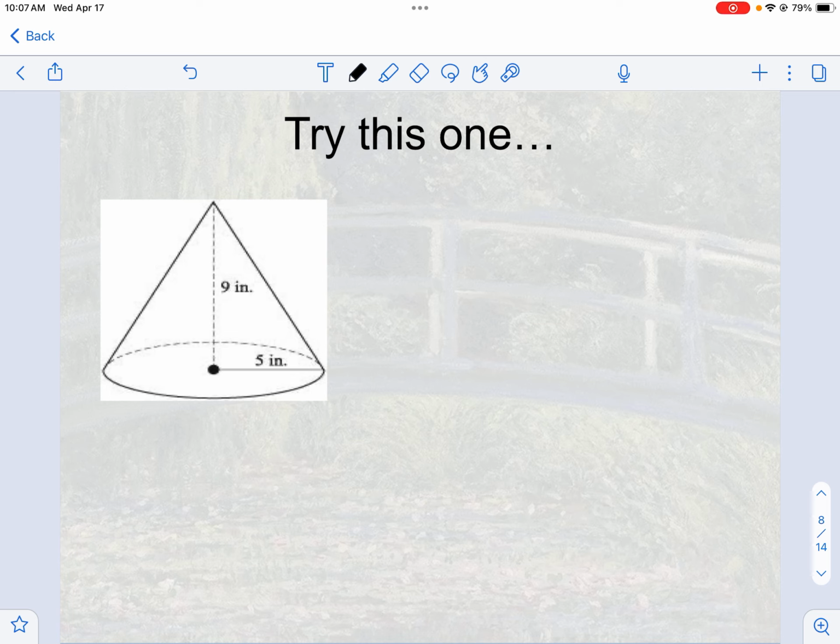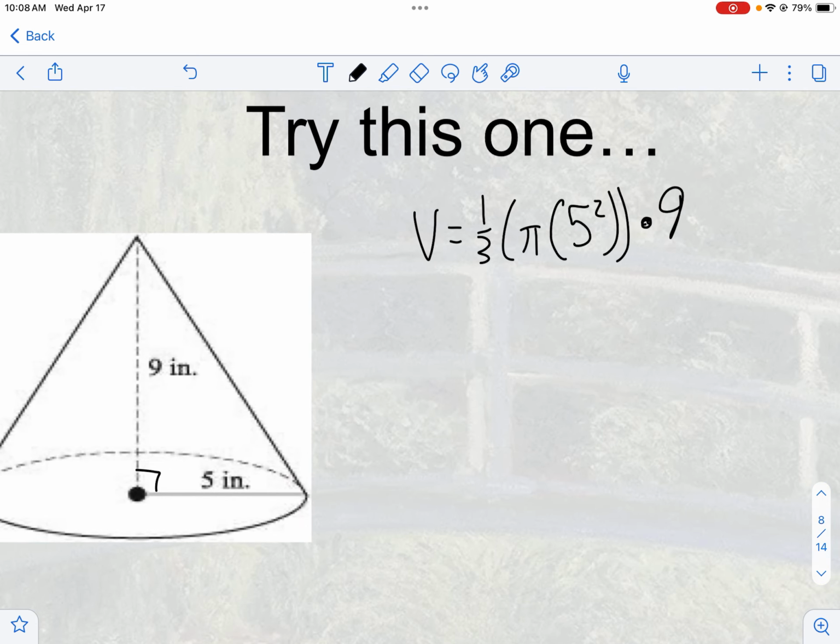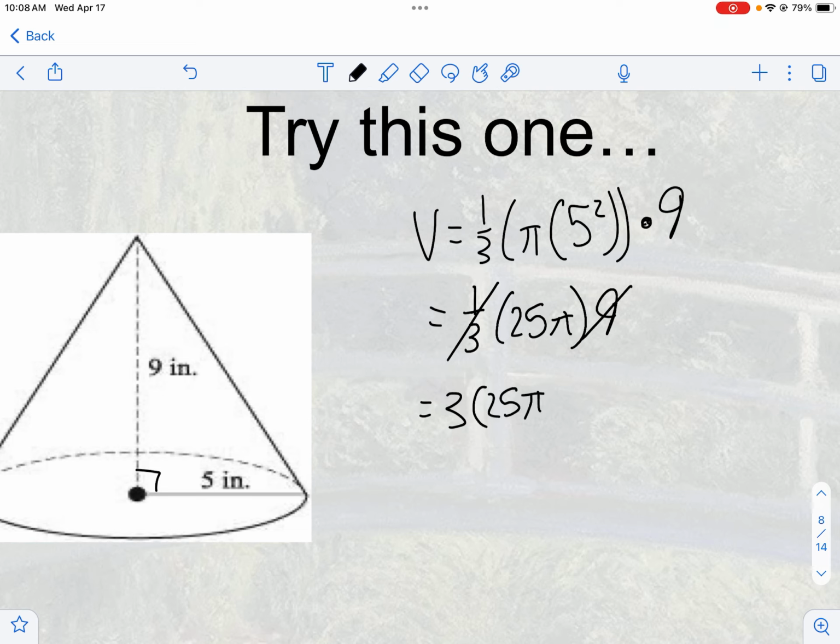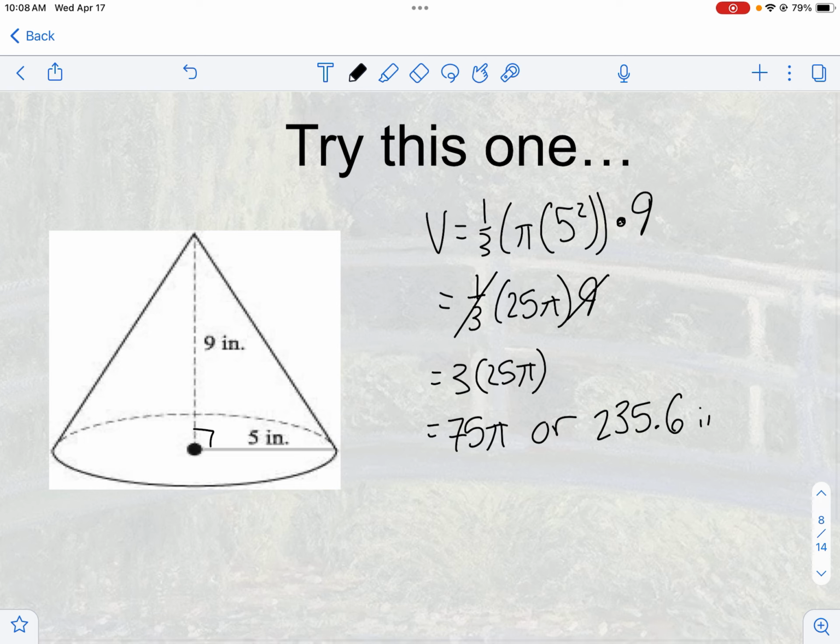Let's try this one. So we have 1/3 pi radius squared, radius is 5, times the height of 9, right? So filling in all my pieces, that's going to be 1/3 of 25 pi times 9. That 9 and that 1/3 become a 3. 3 times 25 pi is 75 pi. So if I ask for it in terms of pi, you just write 75 pi, or 235.6 cubic inches to the nearest tenth.